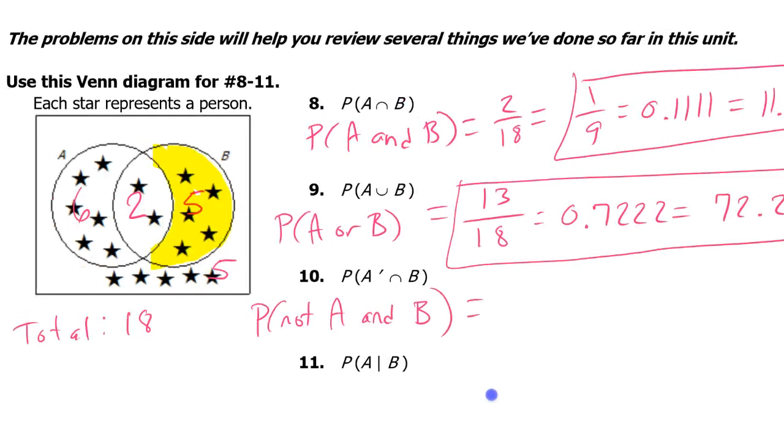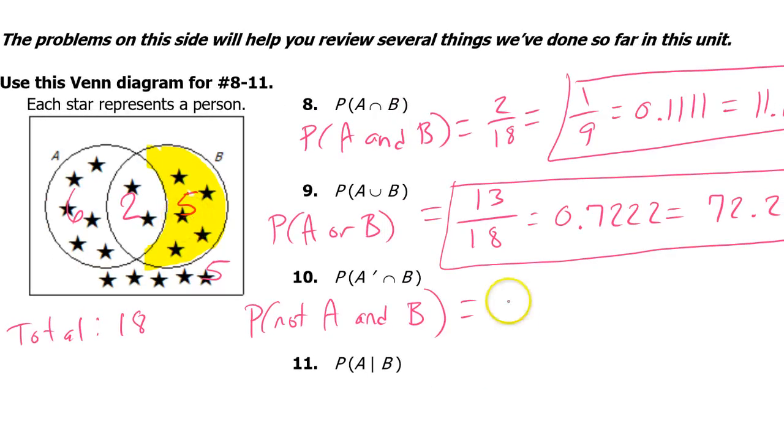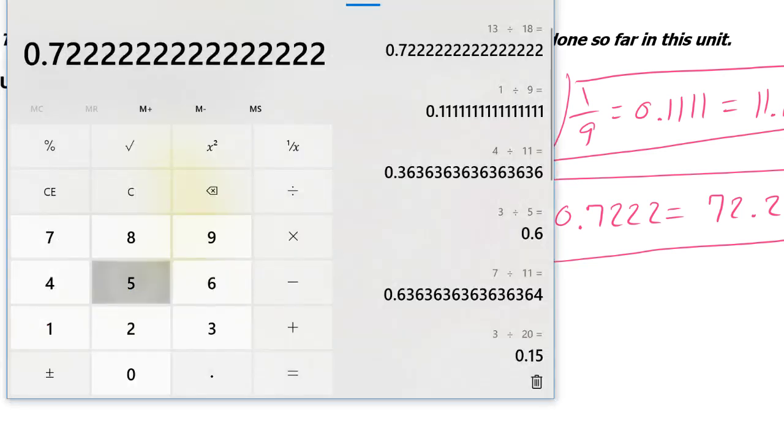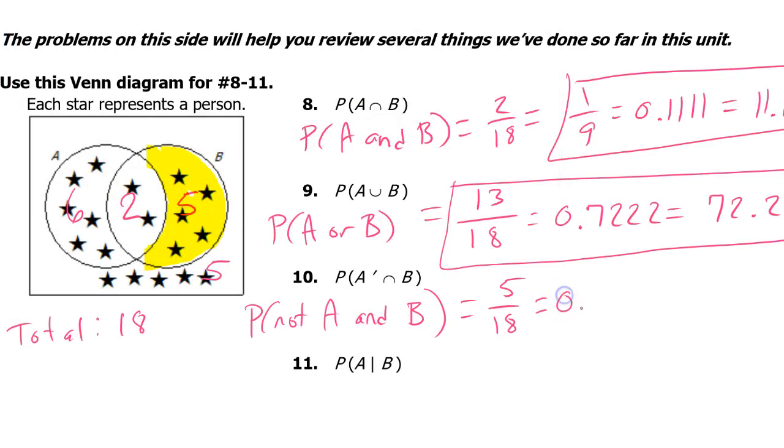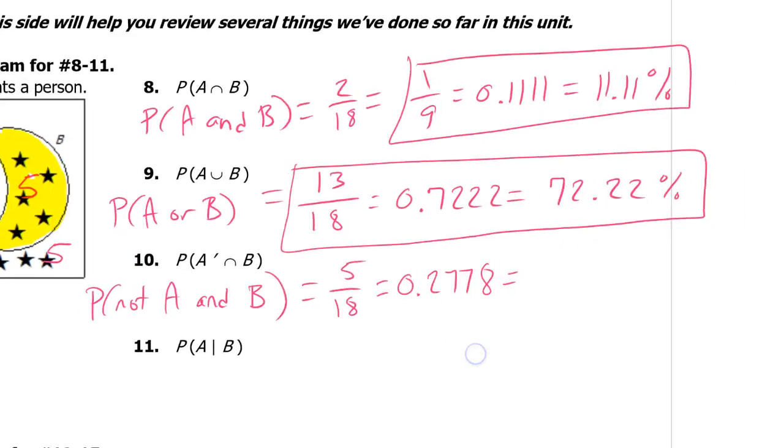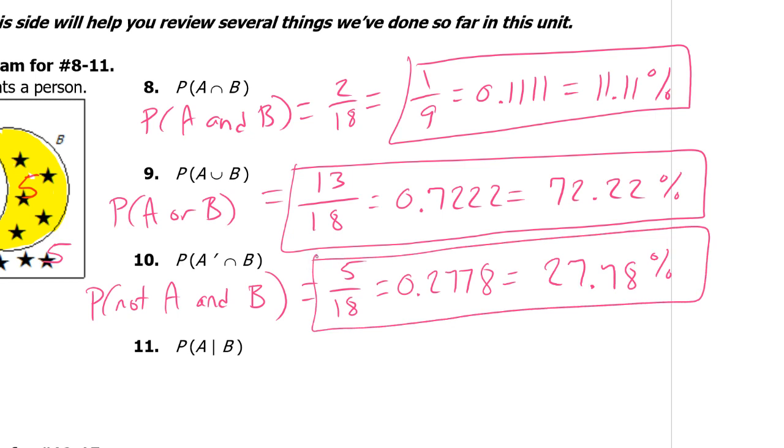So the probability is target over total. For the target, that's 5, and still the total is going to be 18. So that's 0.277, and I'll round up to 8, which as a percentage would be 27.78%. So those are the 3 forms of that probability.